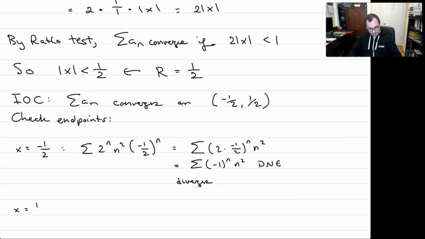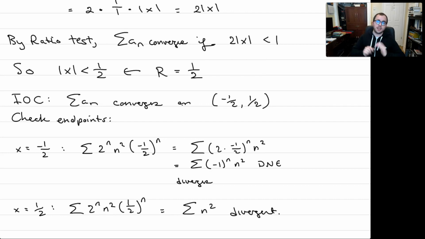At x equals 1/2, the series also simplifies to a divergent series, we'll see, because we plug in 1/2, and this simplifies to n squared. 2 times 1/2 is 1 this time instead of -1. And this is also divergent. So yes, the series converges on the open interval, -1/2 to 1/2. But we had to show, and we did show explicitly, that it diverges at x equals -1/2, and it also diverges at x equals 1/2.